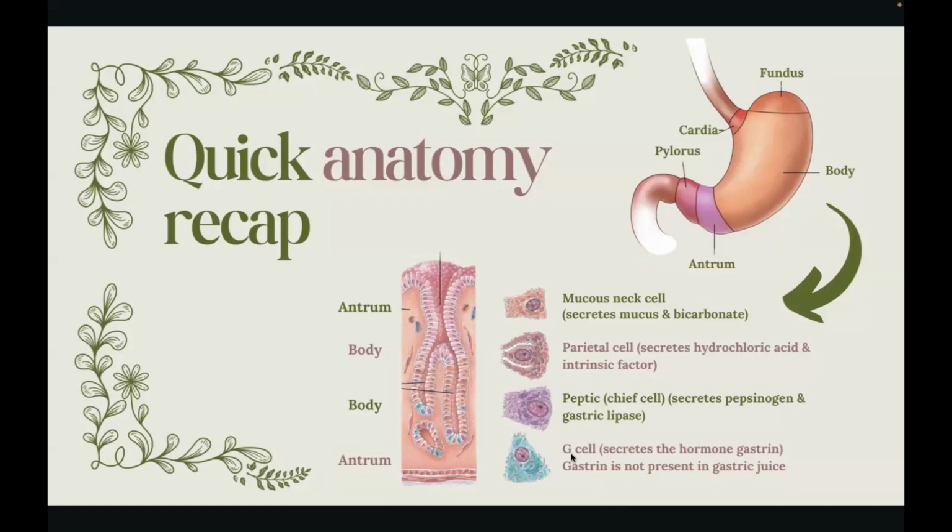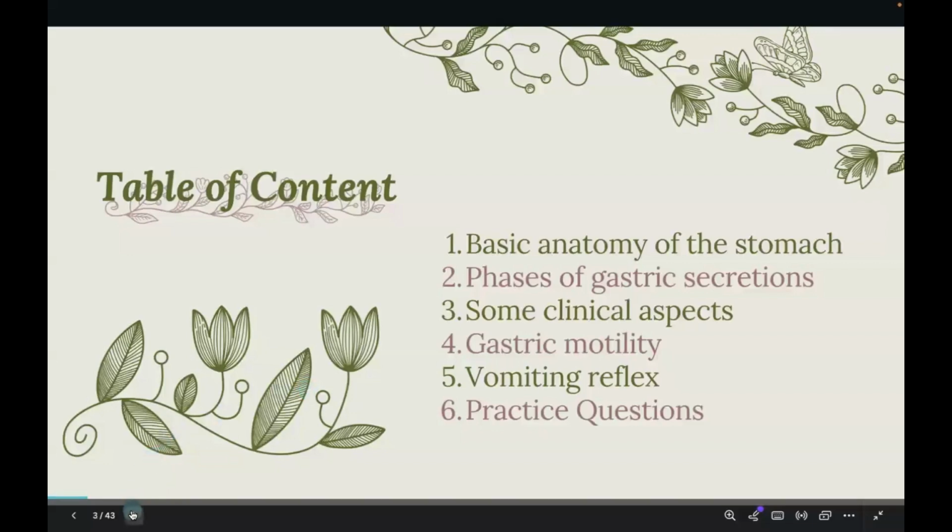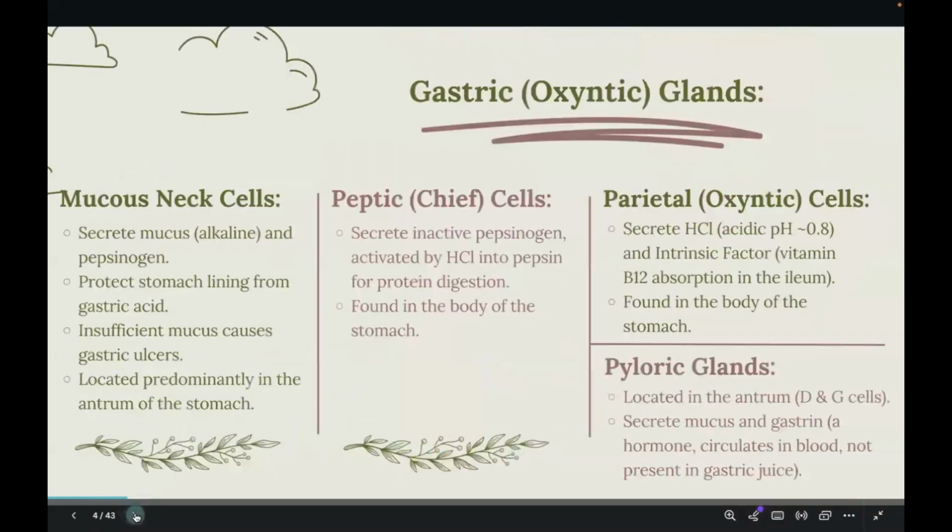Then we have the G cells. The G cell is located in the antrum, so in the lower end. And this is responsible for secreting the hormone gastrin, from G, G cell. So gastrin, G cell. And then we have the mucus neck cell. The mucus cell is also found in the antrum, and it secretes mucus and bicarbonate, again from the name. So if you want to go into each one of them separately.